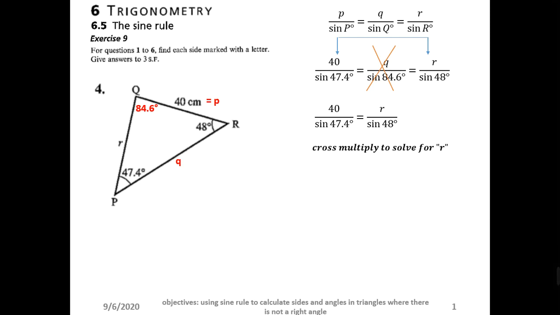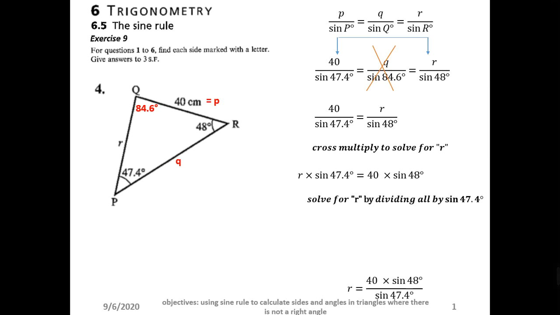Let's cross multiply to solve for R. So it's R times sine 47.4 is equal to 40 times sine 48. We're finding R, again, we're solving for R. So we must get rid of sine 47.4, so we're dividing all by sine 47.4. So R is equal to 40 times sine 48 degrees over sine 47.4.